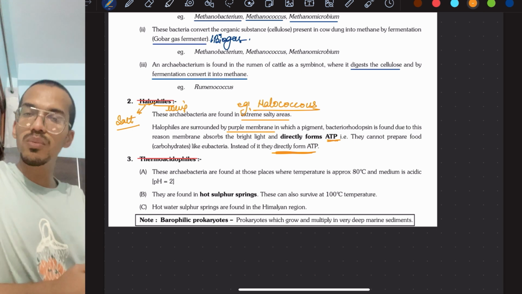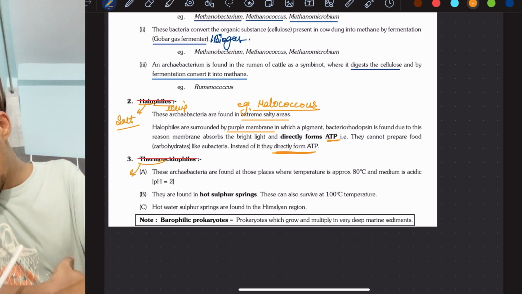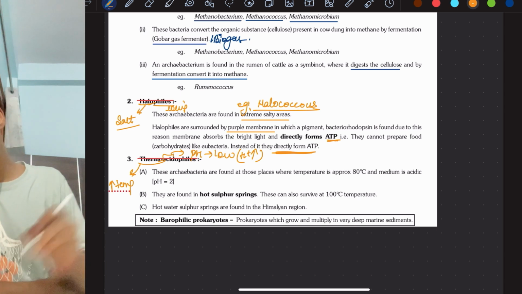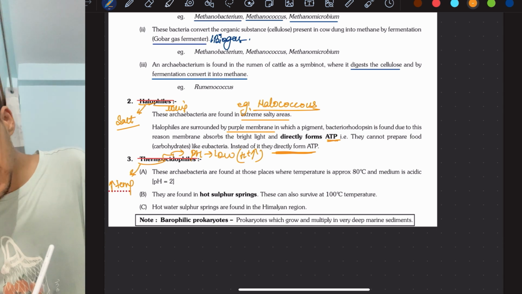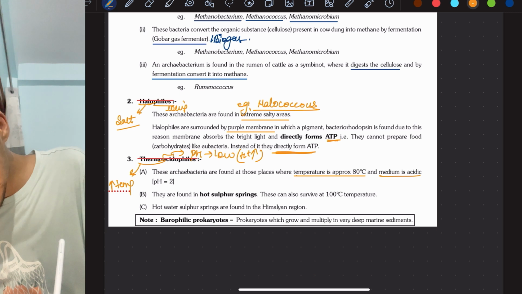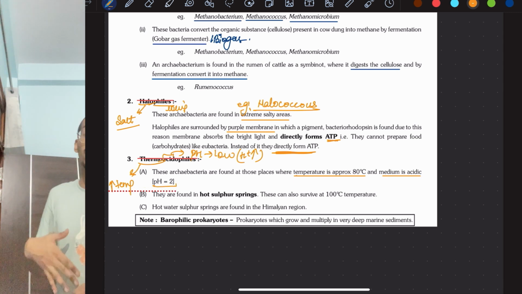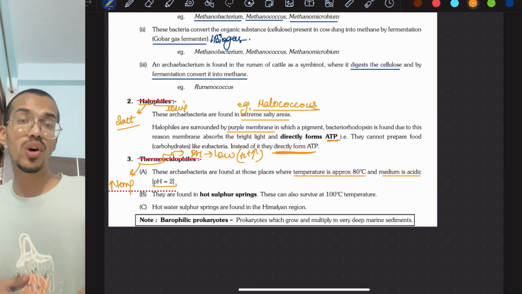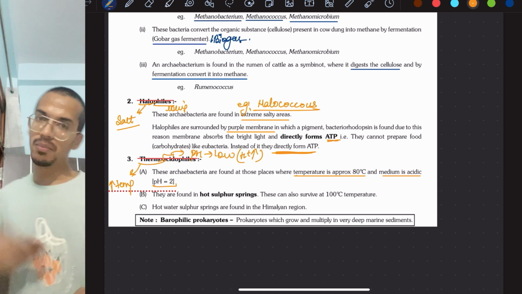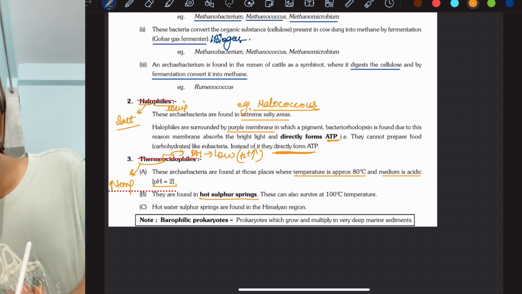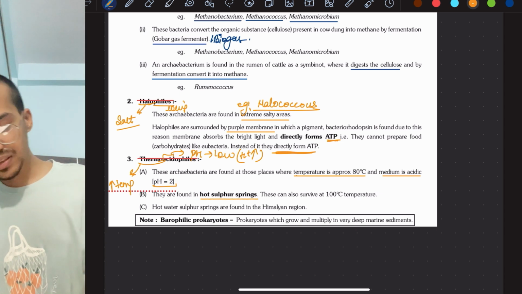Then thermoacidophiles. Thermo means high temperature. Acido means low pH, which means a higher H positive concentration. Philes means loving. So they are present in areas where the temperature exceeds 80 degrees and the medium is acidic, with a pH close to 2. Remember, in our body, if the pH were 1, our cells would start dying. But they are surviving there, chilling. They are present in hot sulfur springs and Himalayan regions.